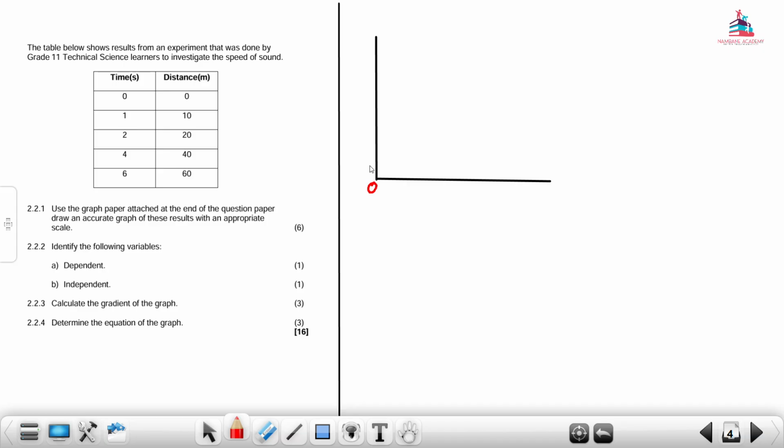So our graph will start at 0, 1, 2, 3, 4, 5, 6, and then 10, 20, 30, 40, 50, and 60. Remember, we said we must be able to determine our title. So what are we dealing with? We are dealing with time and distance. Therefore, our title will be Time versus Distance.